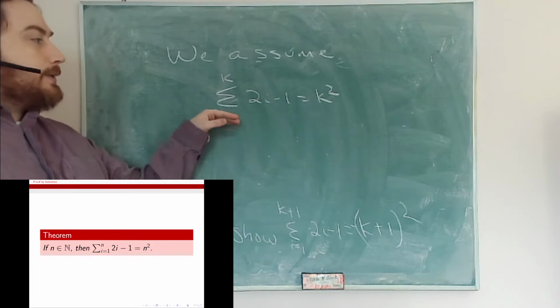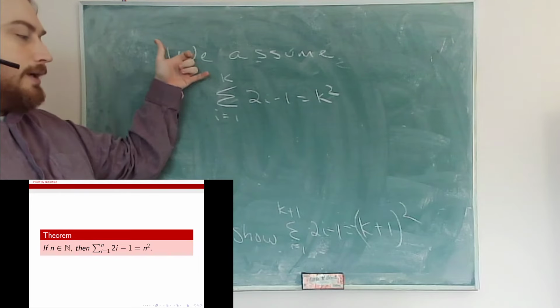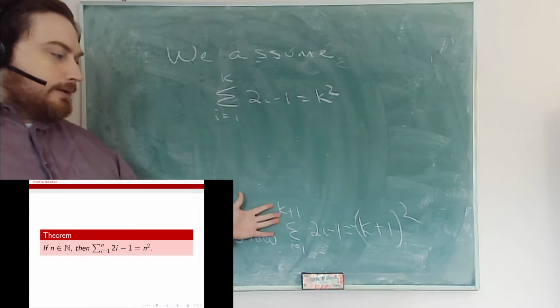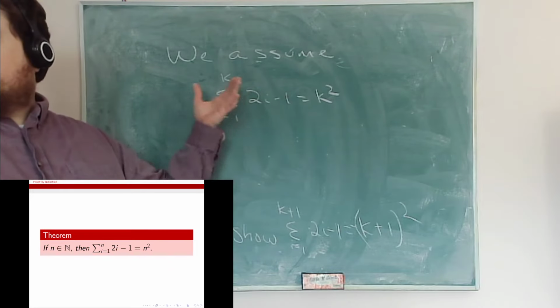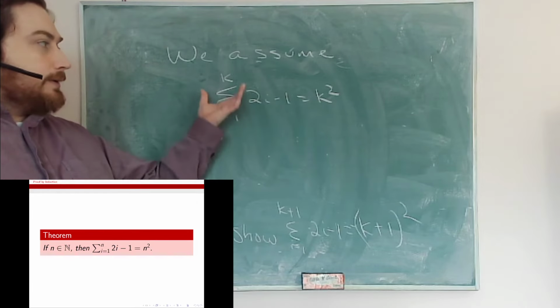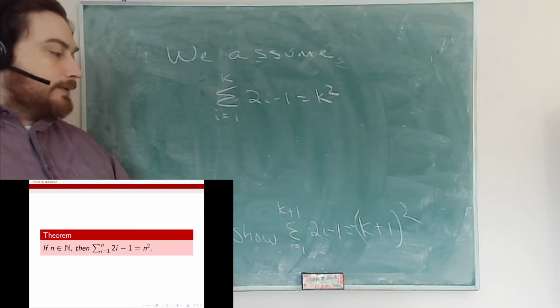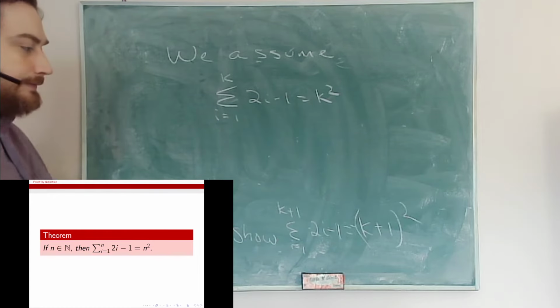So again, the idea is that we assume the theorem for the kth term, and we show that that implies the theorem for the k plus 1 term. So that means that since it's true for 1, it'll be true for 2, 3, 4, and so on. So we have to say, okay, how am I going to do this? I get to assume this, I have to show this.